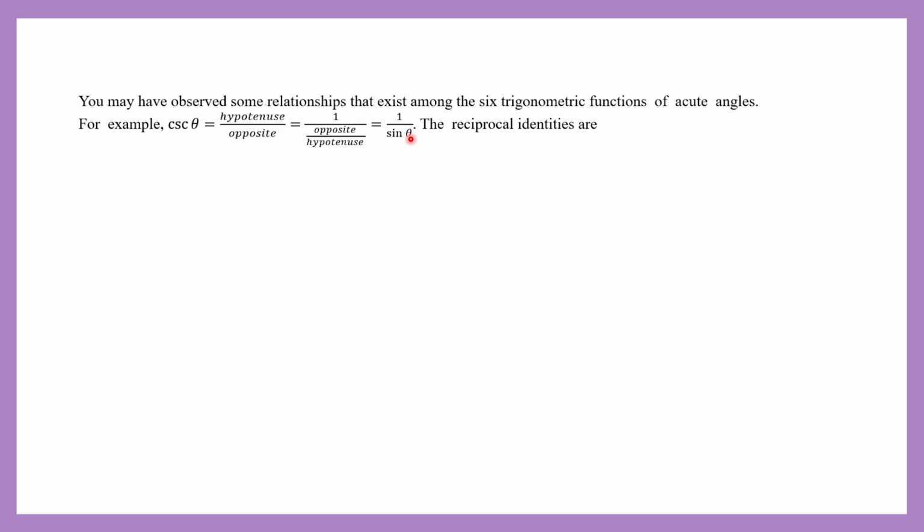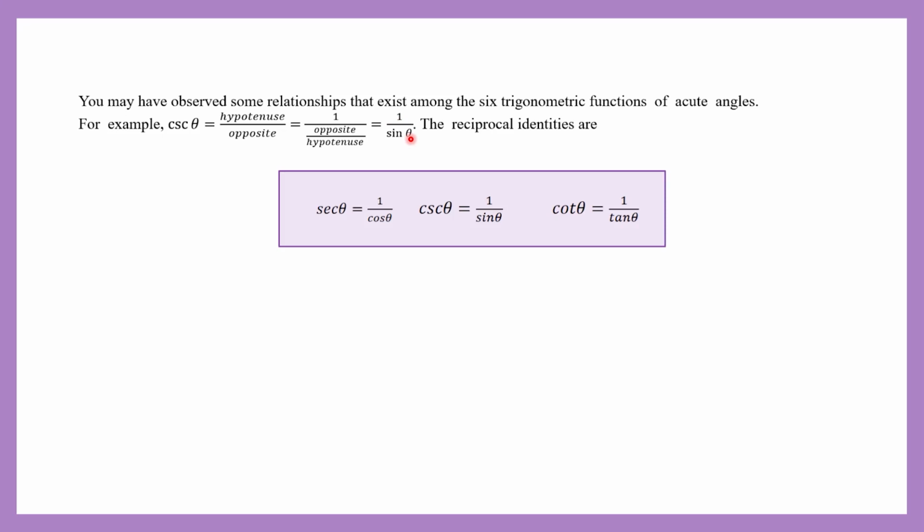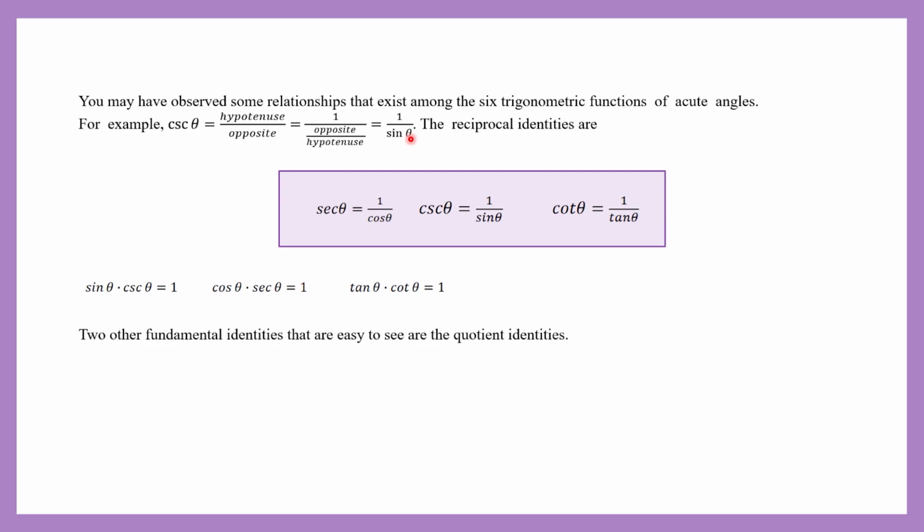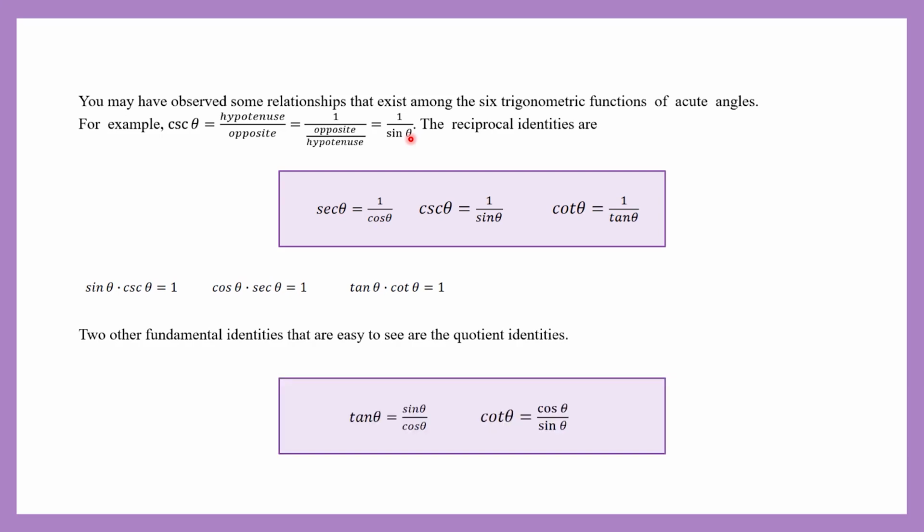The reciprocal identities are as follows. Secant of theta is the reciprocal of cosine of theta. Cosecant of theta is the reciprocal of sine of theta. Cotangent of theta is the reciprocal of tangent of theta. If we multiply the reciprocals by each other, we will get 1. Two other fundamental identities that are easy to see are the quotient identities. Tangent of theta is equal to sine of theta divided by cosine of theta. Cotangent of theta is equal to cosine of theta divided by sine of theta.